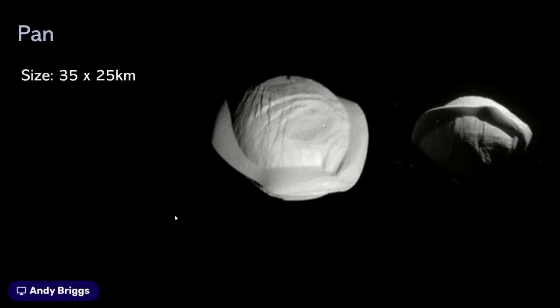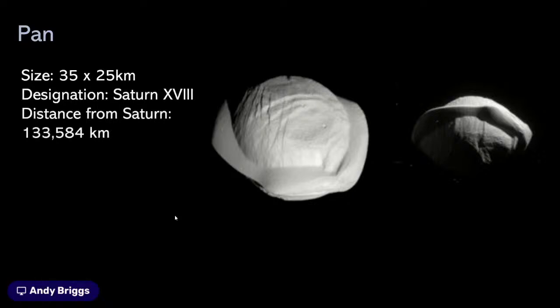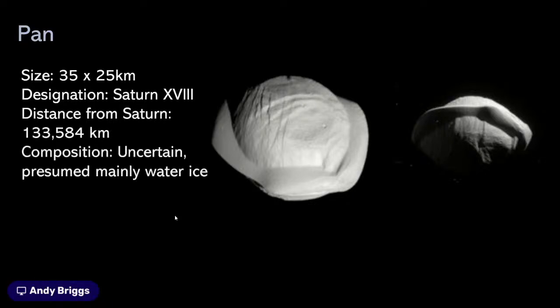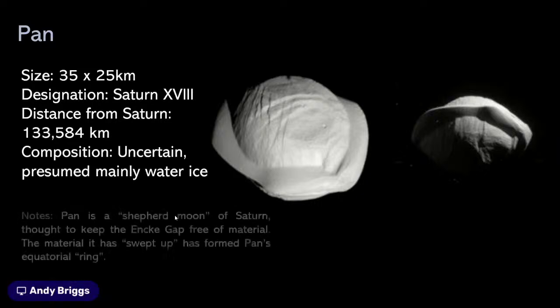This moon is very small compared to the others. It's only 35 by 25 kilometers. It's designated Saturn XVIII, and it's 133,000 kilometers from the planet. Its composition, although uncertain, hasn't been directly measured. It's presumed to be mainly water ice again, with some rock thrown in.